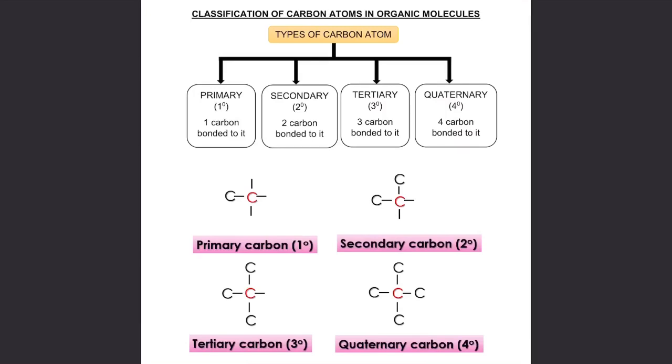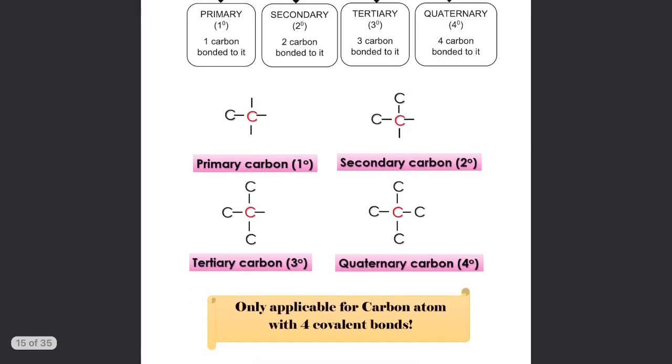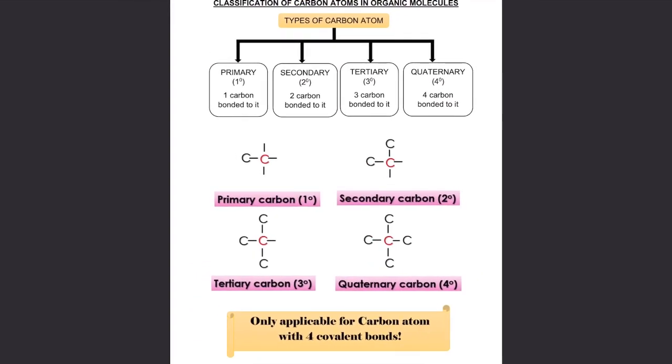And the rule that you have to obey is this: you have to make sure the carbon that you want to class must have 4 covalent bonds. Okay, not less, not more, just 4. If that carbon contains a double bond, you cannot class that carbon.